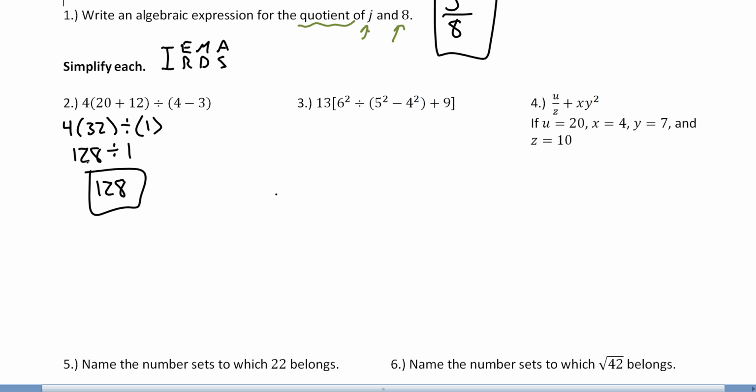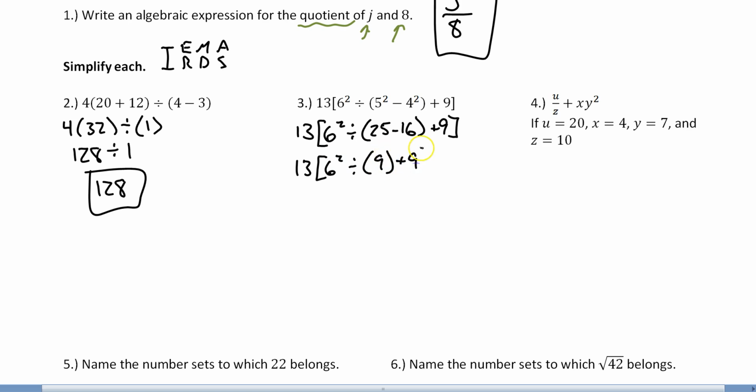Okay. The next one, again, I start inside the parentheses here. And really, brackets are also inclusion symbols, so I'll go inside of those as well. But I'll start at the innermost parentheses. I do the exponents that are in here. That's a 25 and a 16. And I'm just slowly working my way out of those parentheses. I'm still inside that set of parentheses. I do the subtraction. That gives me a 9. And now I'm done with that innermost set of parentheses.